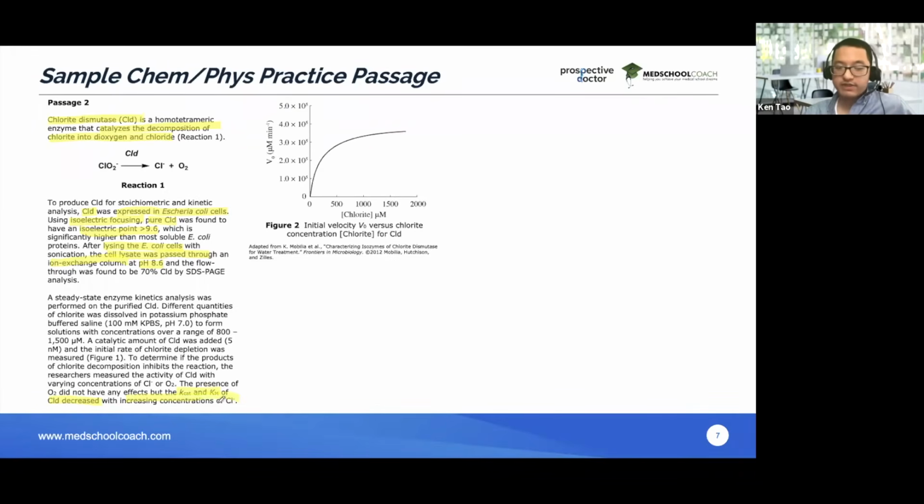The reason is that the MCAT does like to test enzyme kinetics, and if they tell you these values Kcat and Km decreased, you have a very good chance of getting a question on one of these things, or if not both.